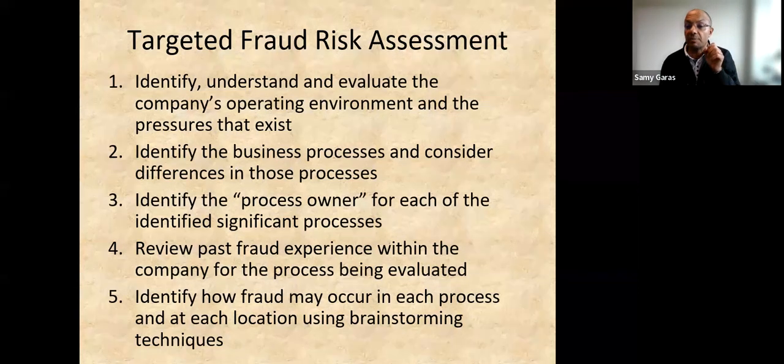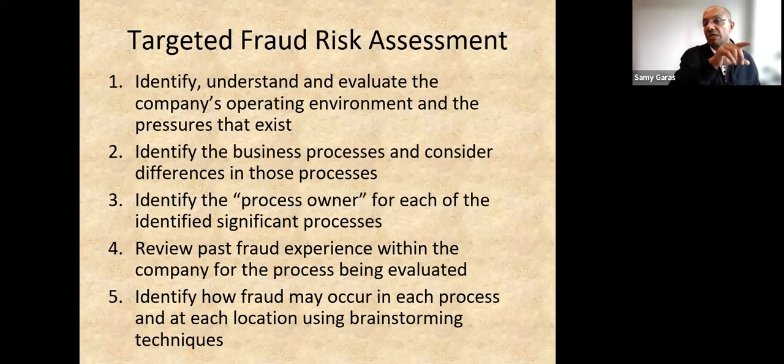Then we identify the process owner for each significant process. For example, the sales order is made by whom? The credit approval or authorization is made by whom? Those people, we call them the owners. And then the warehouse keeper, or the invoice that has been made by the billing department, and the goods that came out from the warehouse, who made it? Those are the owners of the process. And then we review the past fraud experience within the company. If something happened before, identify how fraud may occur in each process. If it happens, how could it be?